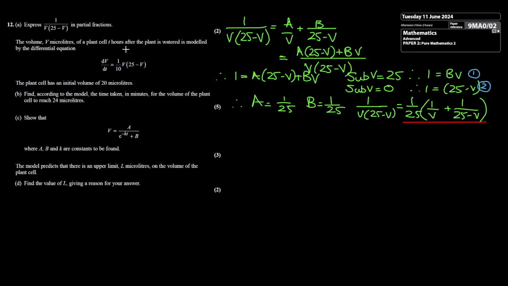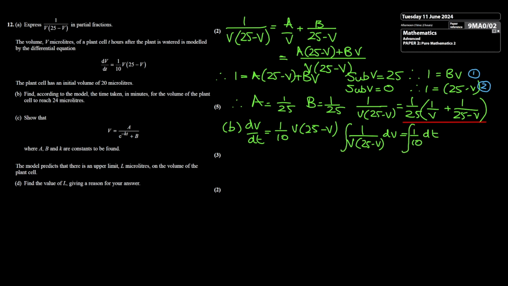Okay, so what we've got to do is first of all solve this differential equation. So the first thing we've got to do is separate the variables. So I can say that 1 over V(25 minus V) dV is equal to 1 over 10 dt, and I'm now able to put in an integration sign, which will get us to an equation in V and T by integrating both sides. Well, this is where the result from the first part comes in useful, because this is exactly the integral we're asked to work out on the left hand side.